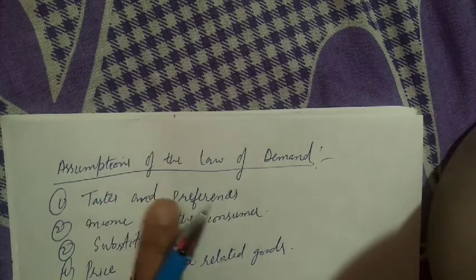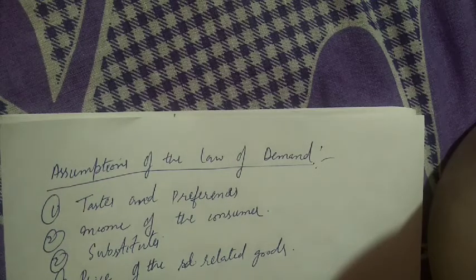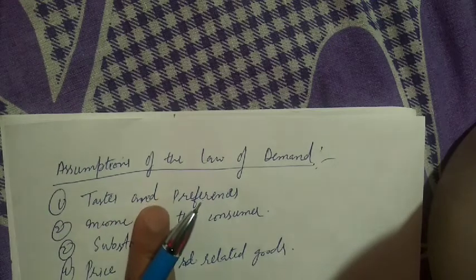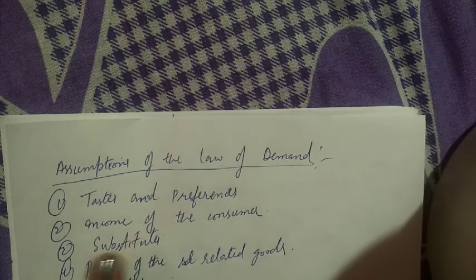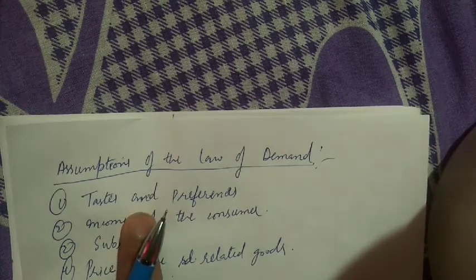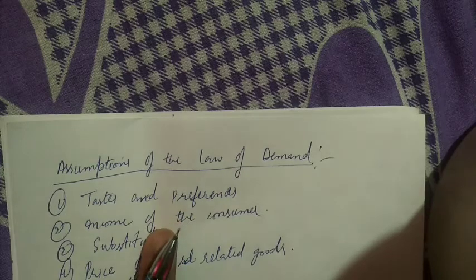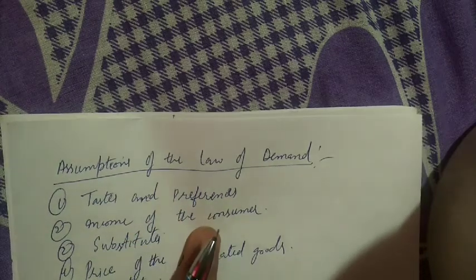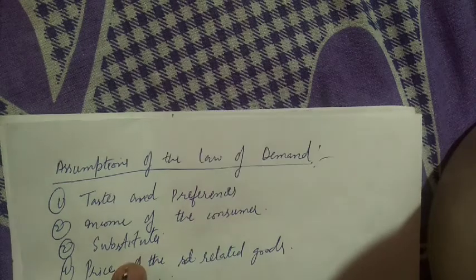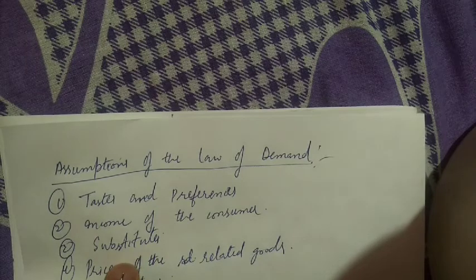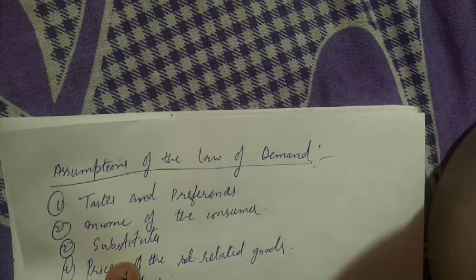This law is based on certain assumptions. Number one is taste and preferences. It means there is no change in the taste and preference of the consumer. The second point is the income of the consumer. It means the income of the consumer remains constant. Another point here is substitutes.